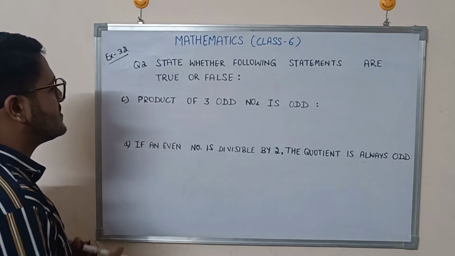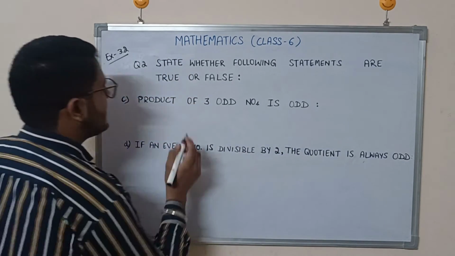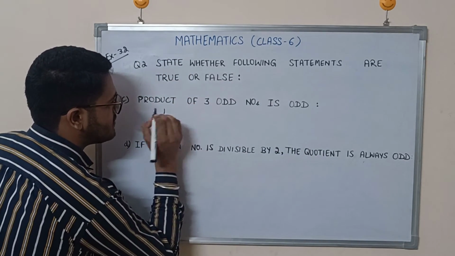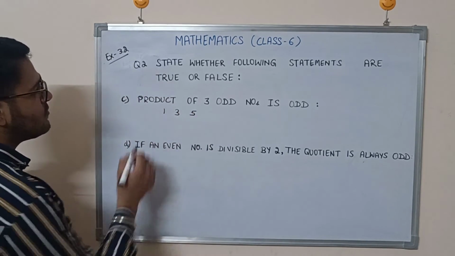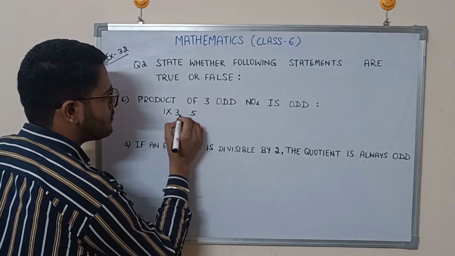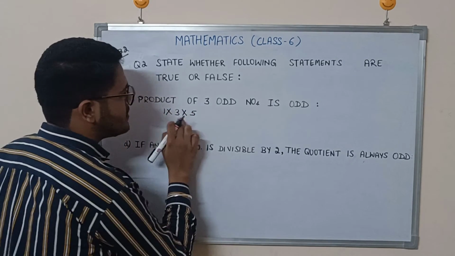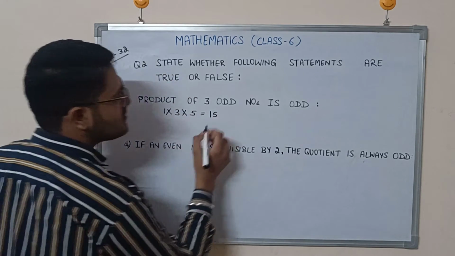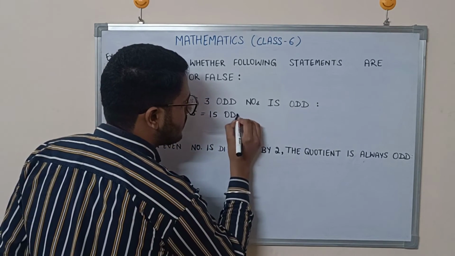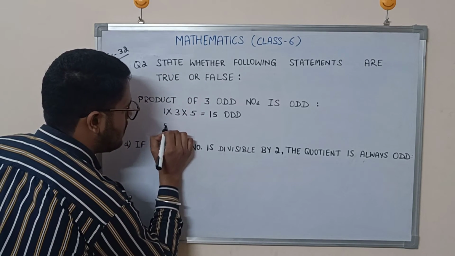So the third part is product of three odd numbers is odd. Now let's take three odd numbers. Let's say we take 1, 3 and 5 again. Now this time we have to multiply them, right? 1 into 3 is 3. 3 into 5, 15. And 15 is what? 15 is an odd number. Let's take one more example.